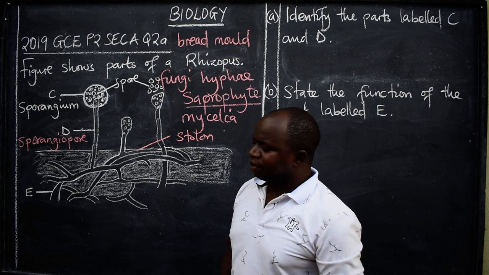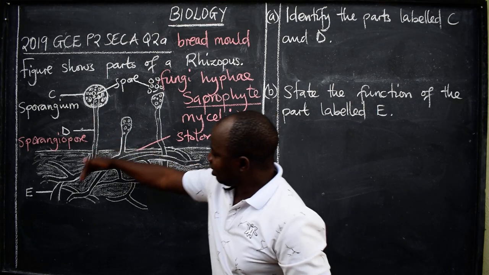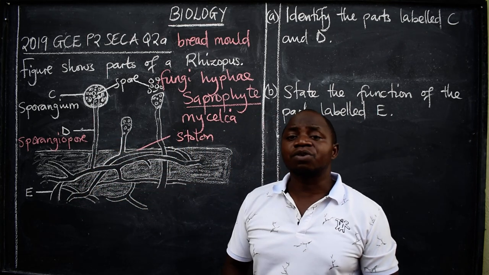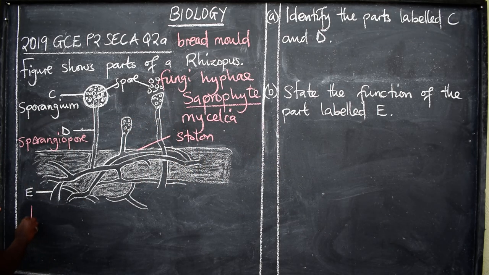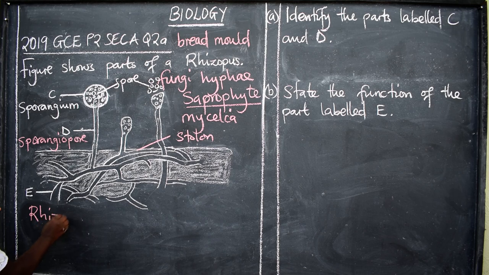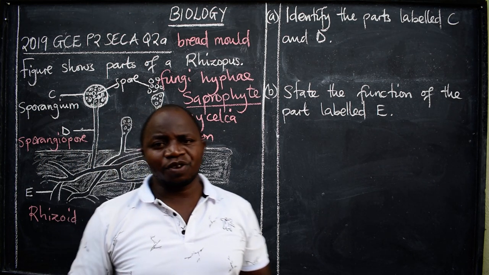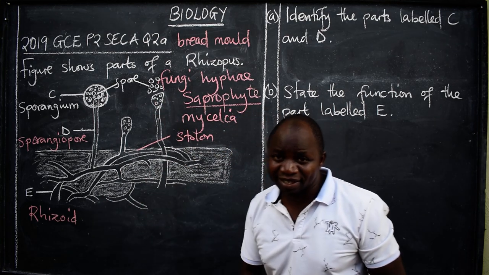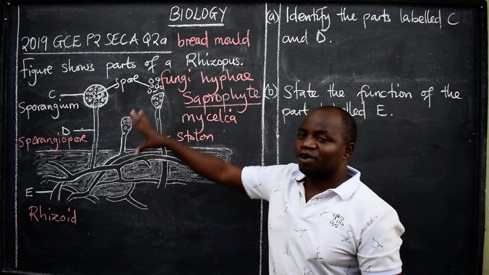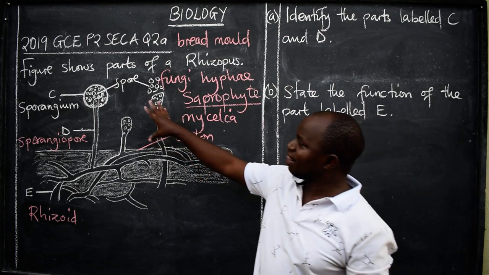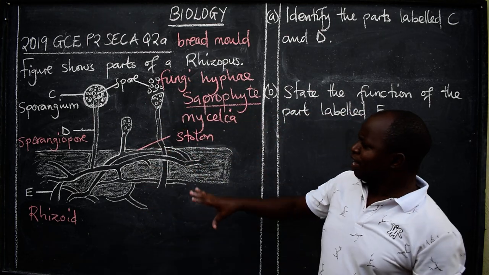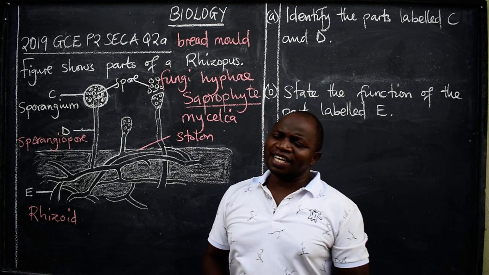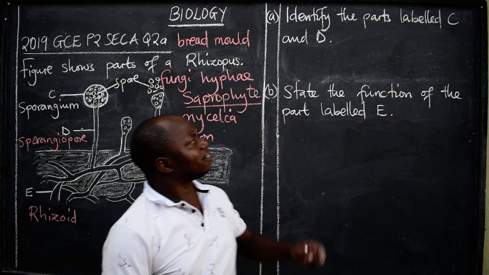Let's also label E. These now that go down here like roots. We call these rhizoid. Okay, they are called rhizoid. So these are some of the major parts. Of course, they are not the only ones, but these are the major parts of a rhizopus. Well, we can now look at the questions.